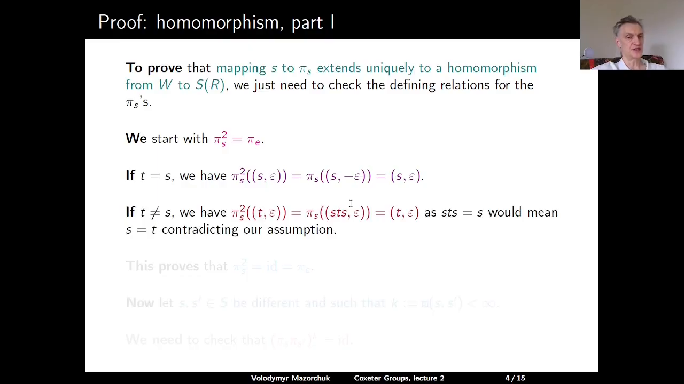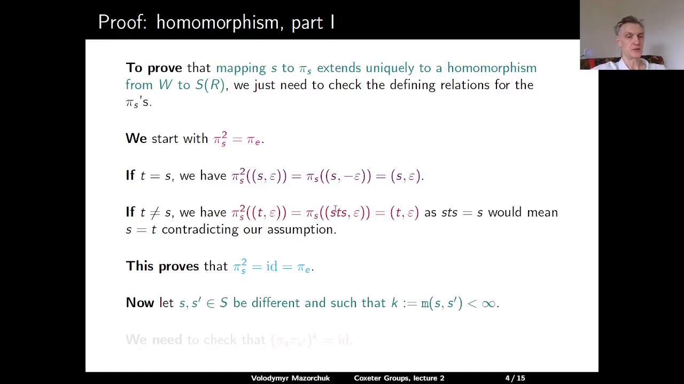If our reflection t is different from s, then consider pi_s squared applied to (t, epsilon). The first application gives us (sts, epsilon). We don't change the sign because s and t are different, and we conjugate t by s. And also, since s is different from t, sts must be different from s. So when we apply pi_s again, we get sstss, which is t, and the sign doesn't change. We get epsilon. And this proves that pi_s squared is indeed the identity transformation, which is equal to pi of e.